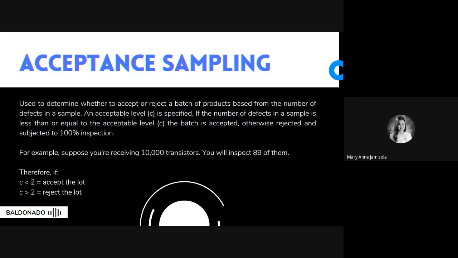So for example, when we receive raw materials and then we pick samples from the batch that we have received, and let's say our acceptable level is 100 units. So after inspection, if we found out that the number of defective units exceeds 100 units, then we have to reject the batch. But if, for example, based on our acceptance sampling, we found out that the number of defects is only 20 units, so it is way below our acceptable level, which is 100 units, then we have to accept the batch.